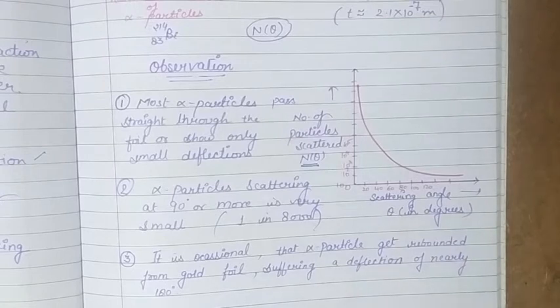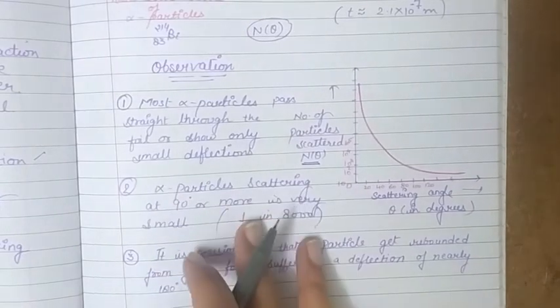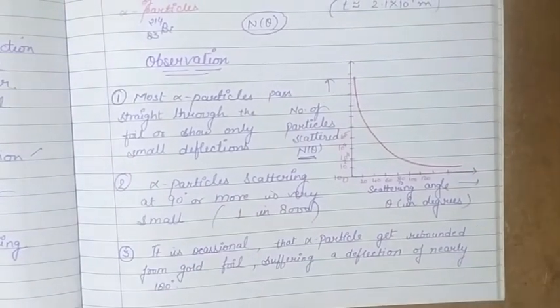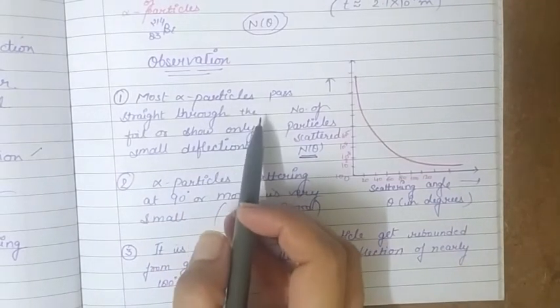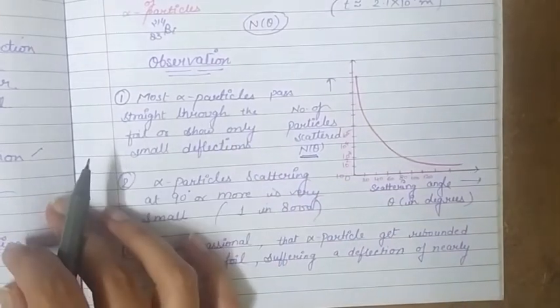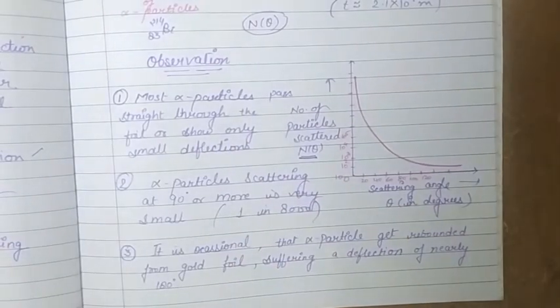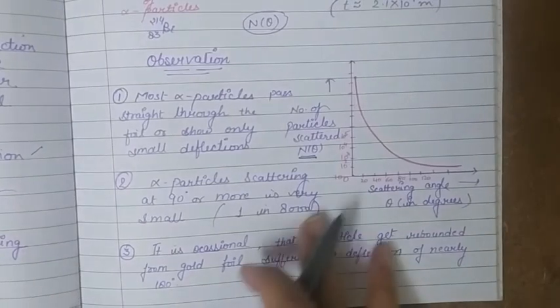That means most of the alpha particles that are incident on the gold foil, on the thin film, pass straight through the foil, or they either go straight, or if they show deflection then it will be very small. So the first result is most alpha particles pass straight through the foil or show a small deflection.